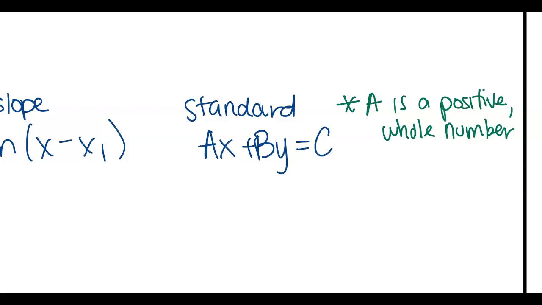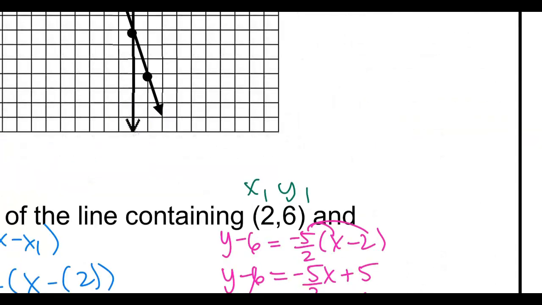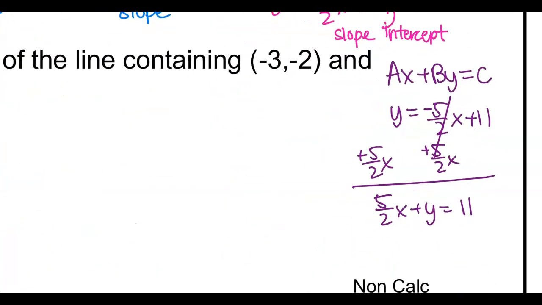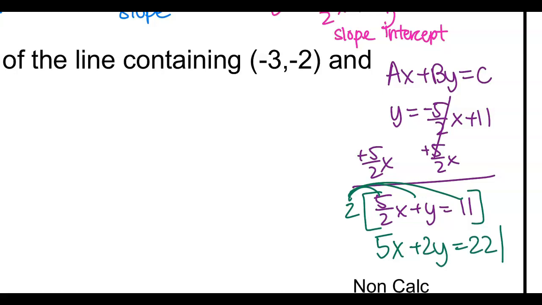Multiply the entire equation by 2. So on the bottom of this page, we're actually going to do that. I'm going to multiply the entire equation. Notice how she said entire equation by 2. That's going to leave my final answer as 5x plus 2y equals 22. This is my answer in standard form.